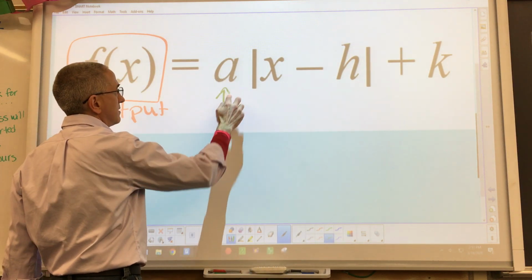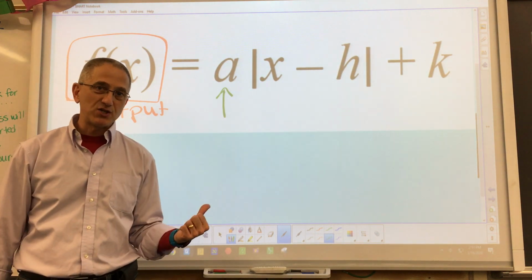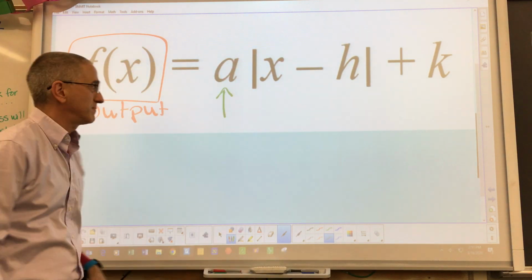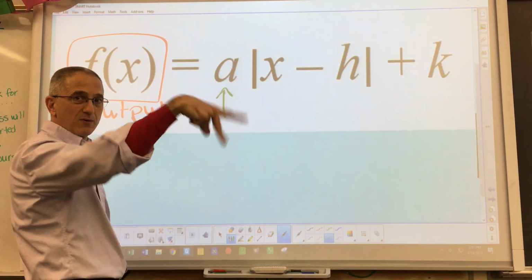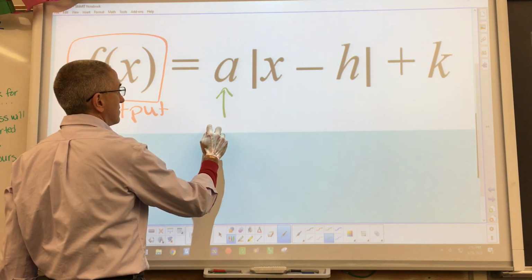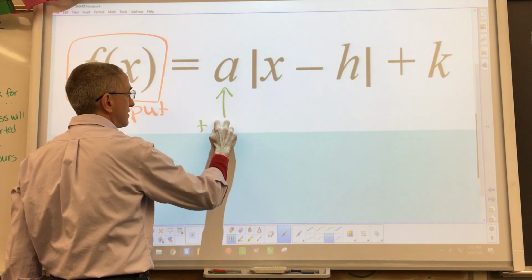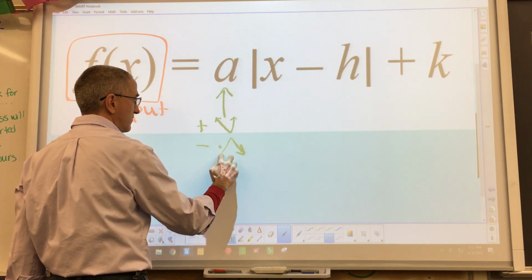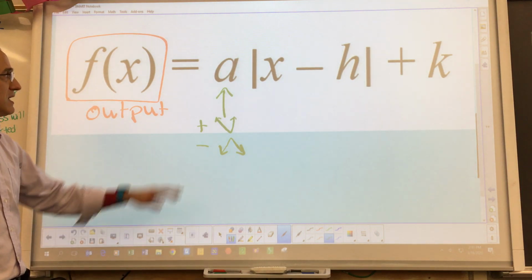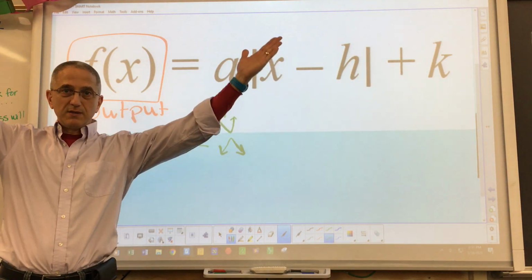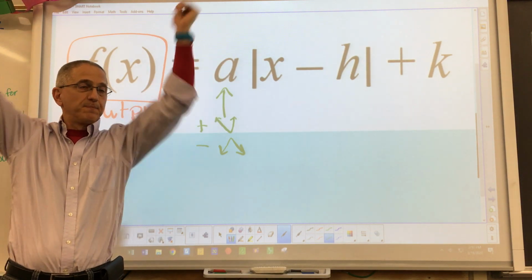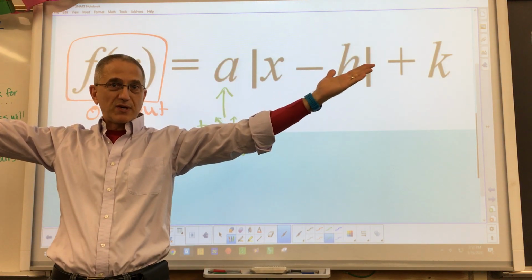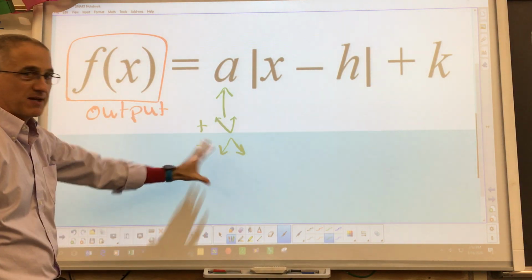this number. This tells me my dilation, which means does the graph get wider or narrower based on this number, or does it face up or down? So if it's positive, it faces up. Negative, it faces down. If this number becomes more than 1, it gets stretched up. If this number is less than 1, it gets wider or stretched out. Okay, that's what A does.